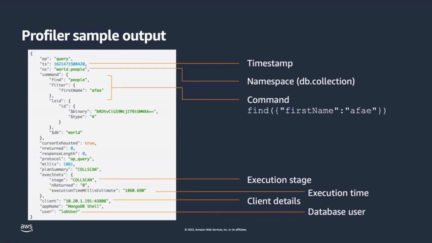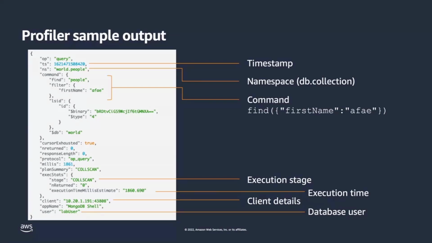Here's an example of a CloudWatch log record. And what you see here, there's quite a bit of information, right? If we just go through it, we see at the very top that this was a query. The TS, we see the timestamp when this query was executed. We see that it was executed against the world.people namespace, or the people collection in the world database. And then you see the command itself.